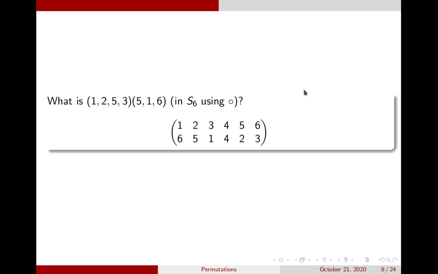So multiplying permutations when they're in cycle notation is pretty much the same as multiplying permutations when they are in matrix notation.